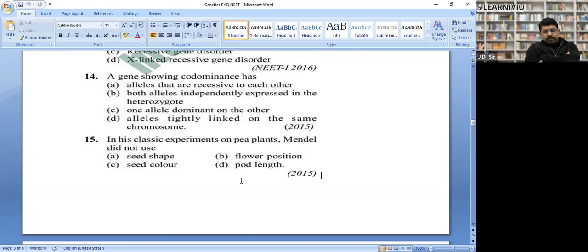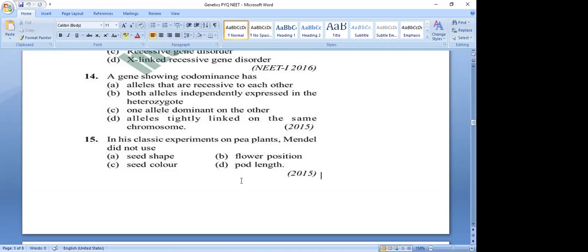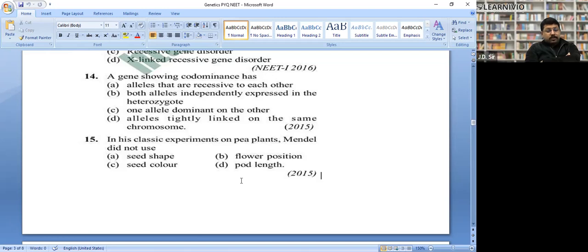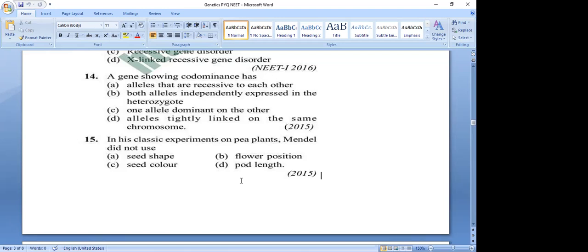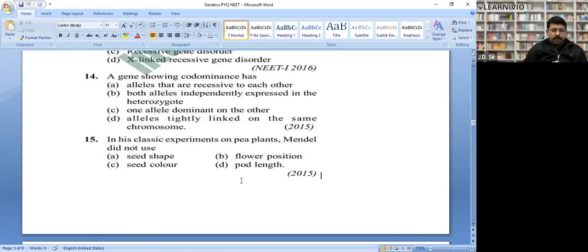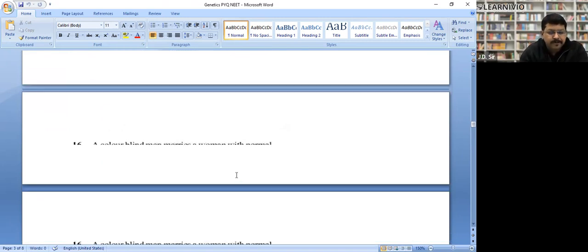15. In his classic experiment on the pea plant, Mendel did not use what? Flower position. That has been used. That is out of it. Pod length. Pod length, right. Very good.